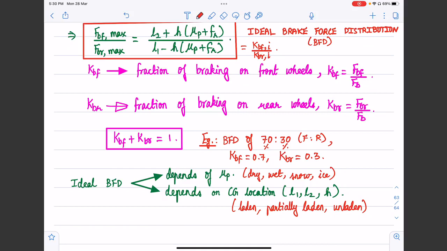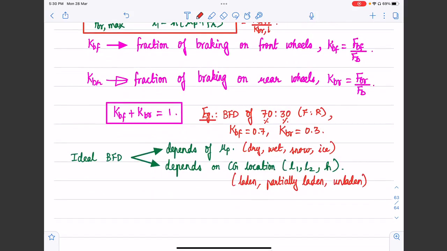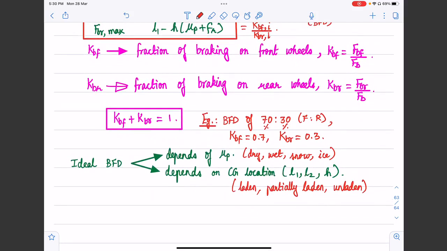Now the second point. Let me take another example. Let's say we have a standard single unit truck that weighs around 16 ton. The brake force distribution has been designed for that. Now let us say the truck loads some cement, goes to its destination, delivers the cement, and is now completely empty. Its mass, let's say, goes to 4 ton. So there's a huge difference between the laden and the unladen vehicle mass.